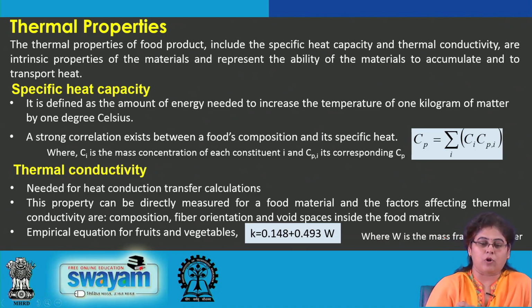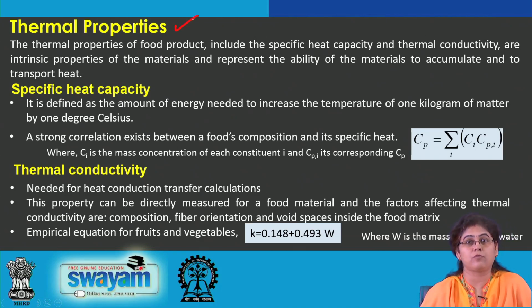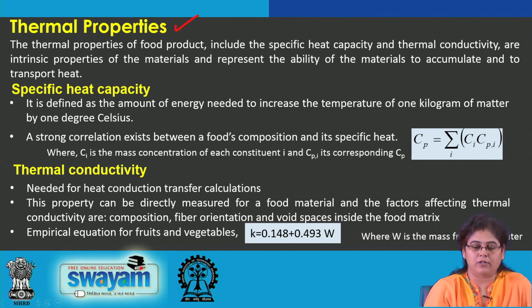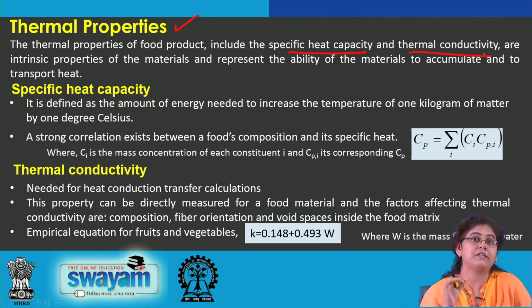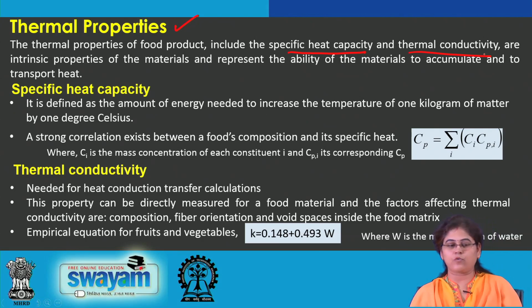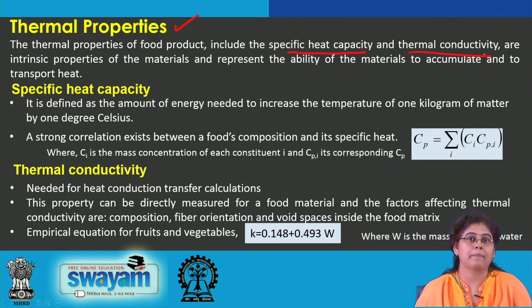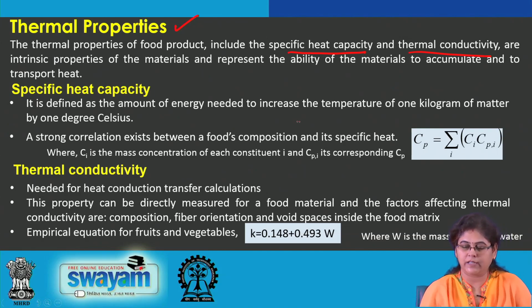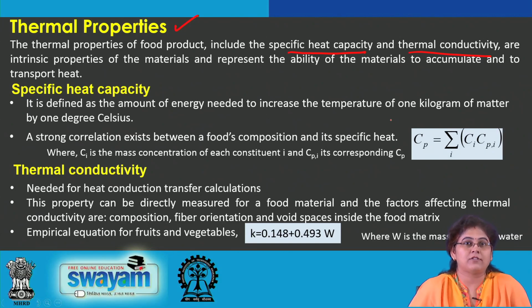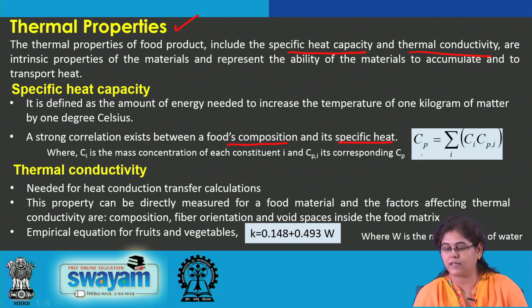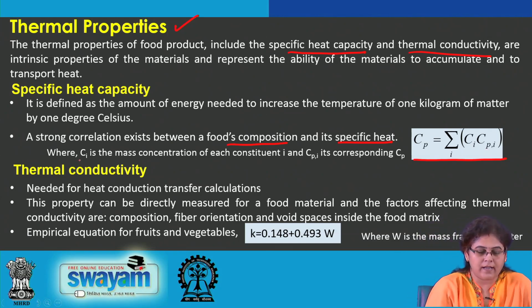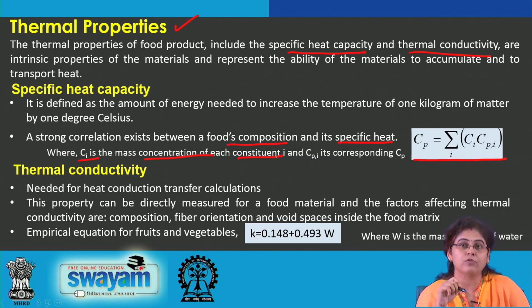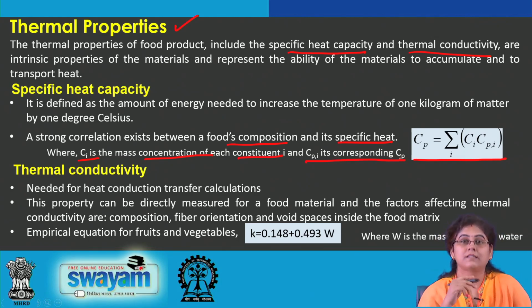So, during the model development, again thermal properties, basically the thermophysical properties of the food material have to be taken care of. For example, the thermal properties of food product, that includes the specific heat capacity and thermal conductivity. These are the intrinsic properties of the material and represent the ability of the material to accumulate and transport heat during the process of drying. So, specific heat capacity is the amount of energy needed to increase the temperature of 1 kilogram of matter by 1 degree Celsius. A strong correlation between the food's composition and its specific heat can be represented by the relation Cp is summation of Ci into Cpi, where the Ci is the mass concentration of each constituent present inside the food matrix and Cpi is the corresponding specific heat capacity.